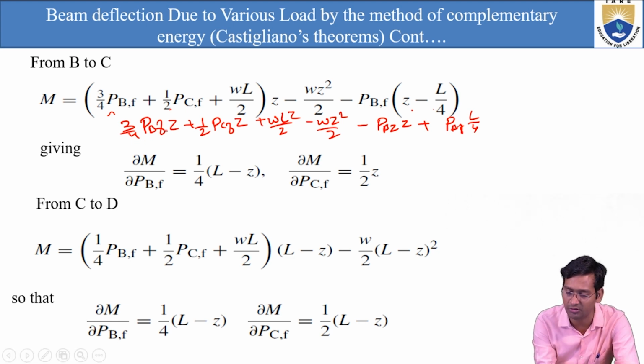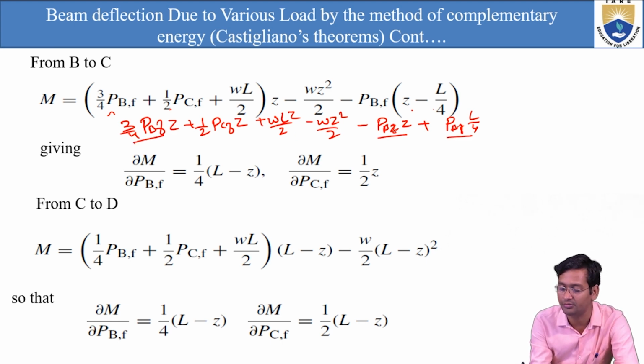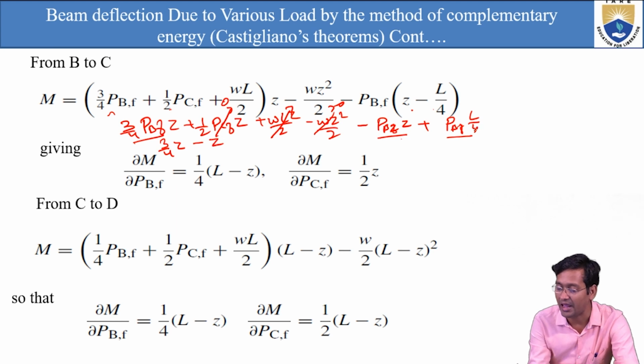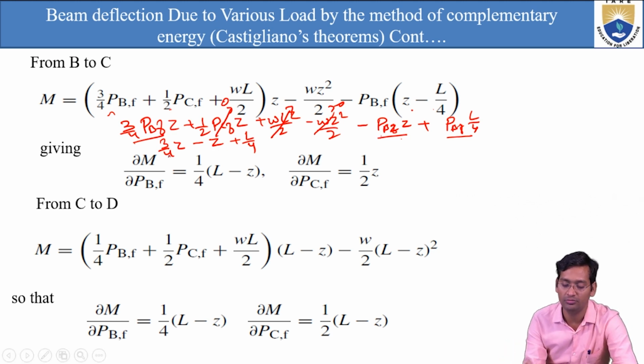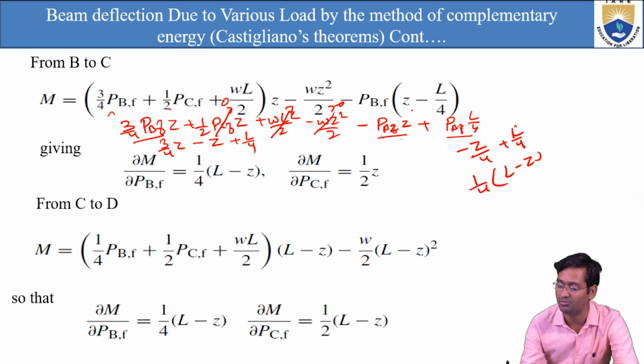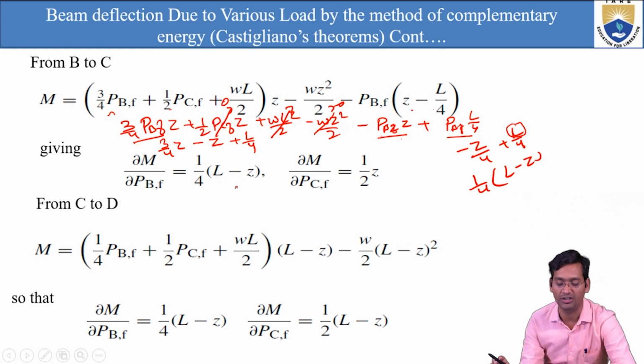So PBF is here. Just see, whatever the term is there, that only will be there, remaining all are constant. So PBF is here, PBF is here, PBF is here, right? Now this term will be 0, so no need to differentiate. Now after differentiation what will you get? 3/4 Z, minus Z, and a plus L/4 because this PBF becomes 1. So now 3/4 Z minus Z plus L/4 will give you Z minus Z/4 plus L/4. Take 1/4 common, so this becomes L minus Z. So here 1/4 (L minus Z).